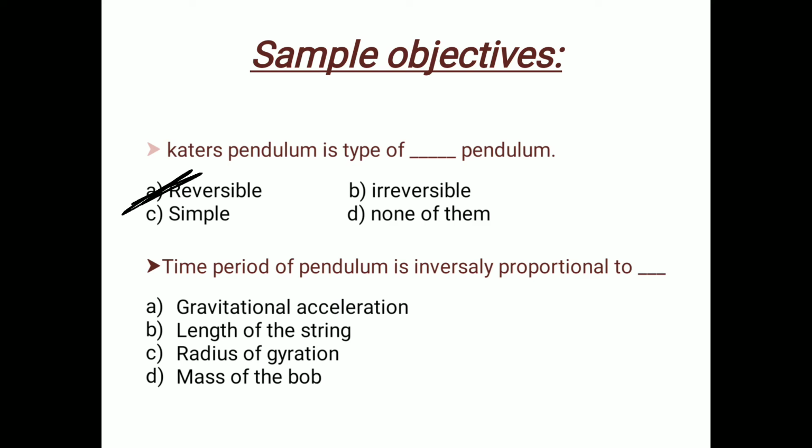So if you see the proportionality, then the time period is directly proportional to the square root of length, as length is in the numerator. And as gravitational acceleration is in the denominator, the time period is inversely proportional to under root g. Okay, so that means the time period of oscillation of the pendulum is inversely proportional to gravitational acceleration, meaning option A is the correct answer.